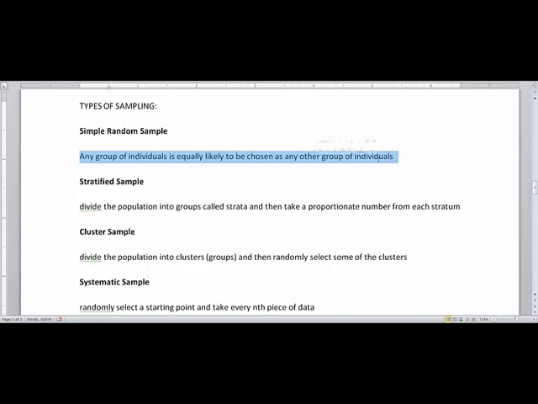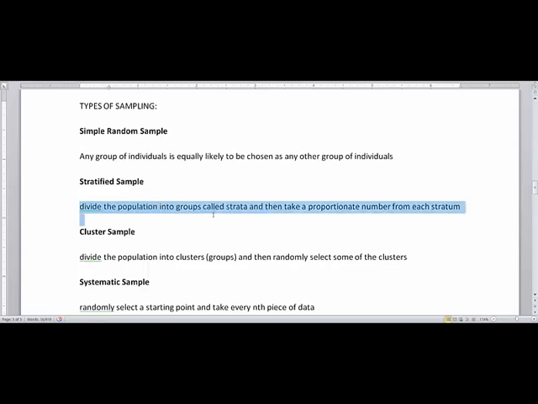Just do it randomly. Another way to do it is a stratified sample, where you divide the population into groups called strata and then take a proportionate number from each stratum. So let's say you want to make sure that men and women are represented equally. You basically divide your subjects into two groups and then make sure you get the same number or same proportionate number in each group.